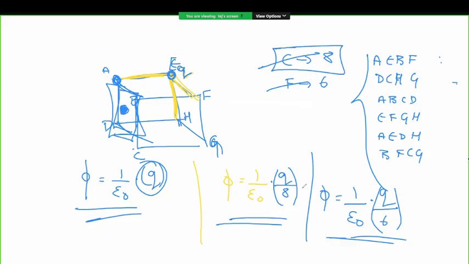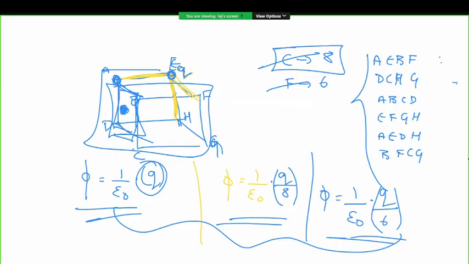It becomes Q by 8. Face also, 6 faces, so therefore it becomes Q by 6. You got to think and then only answer. Okay, let me predict one thing. This year, one question will come from this. I won't tell only from these three things, but on a cube.